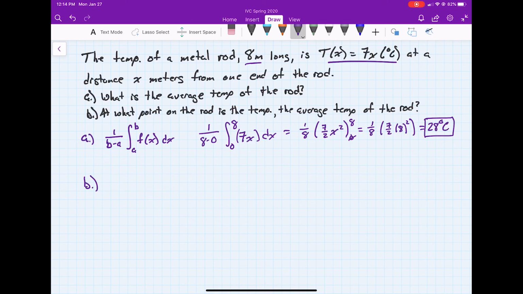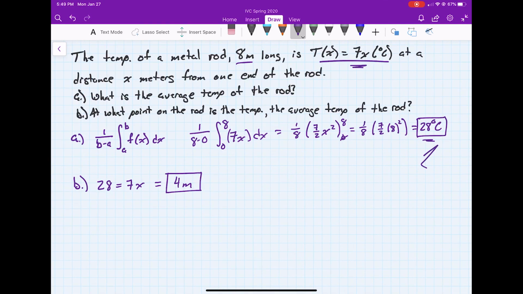And B, they want to know when is it this average temperature. So we're just going to take the 28 and set it equal to this 7x, the function, and work it down, and then we're going to get 4 meters, which makes sense because the average would be pretty much the middle. And if it's 8 meters long, at 4 meters, that's where your middle point is.